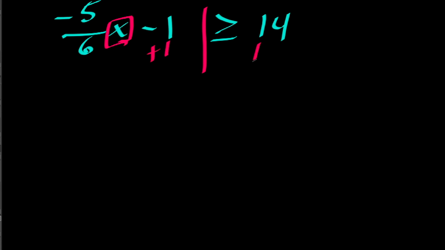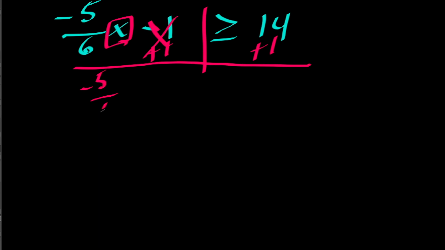So I'm going to add 1 to both sides. I did not need to make that so dramatic. There we go. Let me make it straight. Okay. Now, -5/6x is going to come down. The greater than or equal to comes down because we didn't multiply or divide by a negative. 14 plus 1 is 15. All right, all good there. Now let's go to the next step.